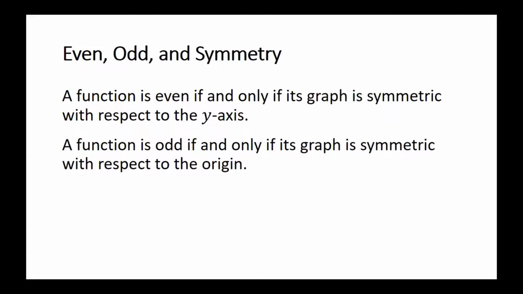A function is odd if and only if its graph is symmetric with respect to the origin. So even functions, the graph is symmetric with respect to the y-axis. Odd functions, the graph is symmetric with respect to the origin, and vice versa. If you have a graph that's symmetric with respect to the y-axis, it's an even function. If you have a graph that's symmetric with respect to the origin, it's an odd function.